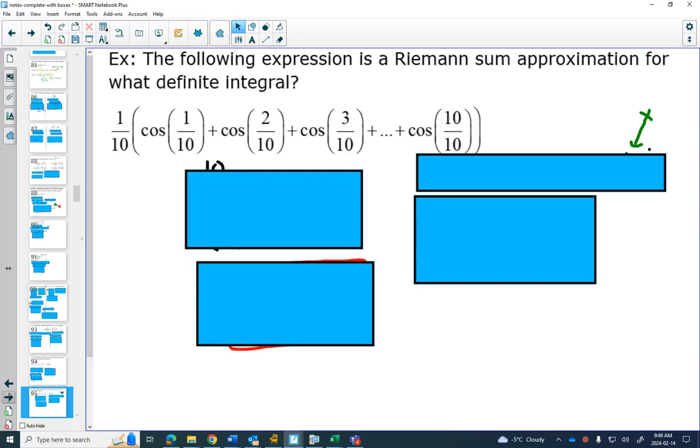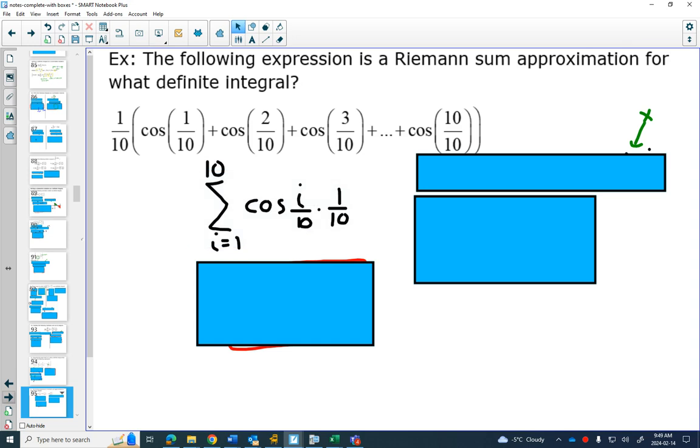All right, so again, we're going to try to work backwards. We see our sum. It looks like we're going from 1 to 10 of i over 10 times 1/10. Notice the difference in this one is we're not going up to n, and we're not using a limit. If we were going up to n and using a limit, then it would be the actual sum. This time, we only have an approximation because we're only doing 10 sections.